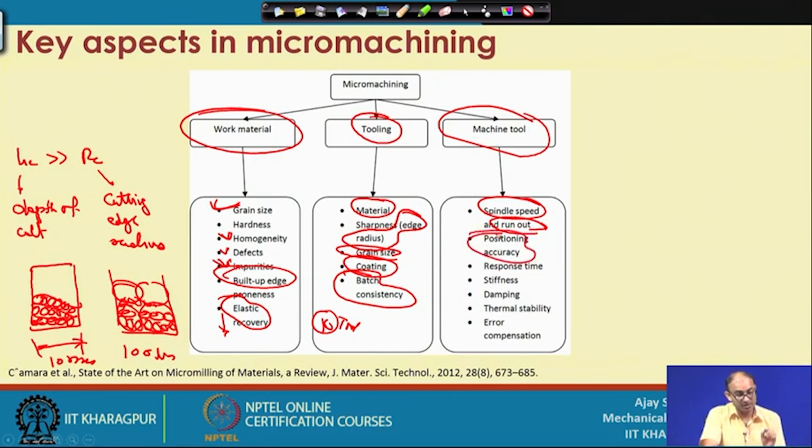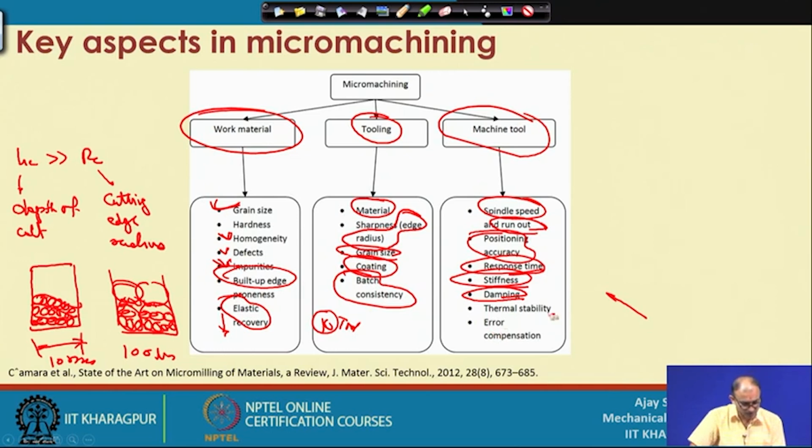Position accuracy, that we have seen in the geometric accuracy or the geometric error in the x, y, z and other directions. Response time is important, because when you give a command, how much time it requires to act on that command. Stiffness is important, because the machine should maintain its structure in a firm way under the action of different types of cutting forces. Damping is important. Higher damping will reduce the vibration propagating into the different components.